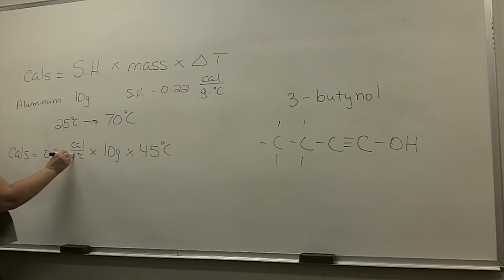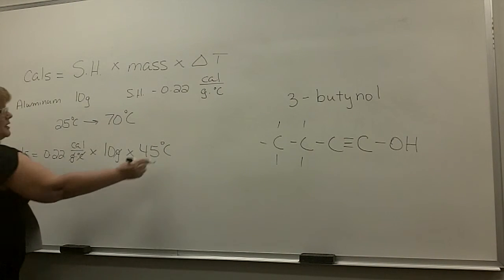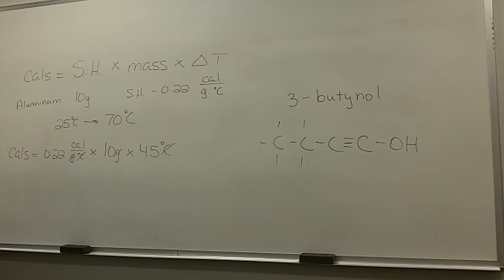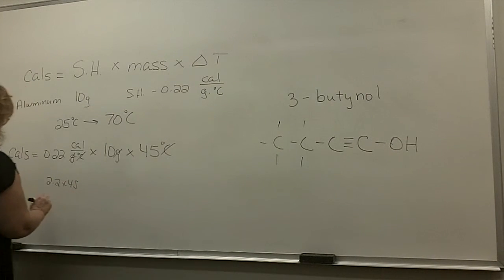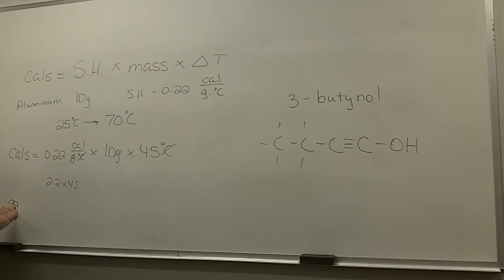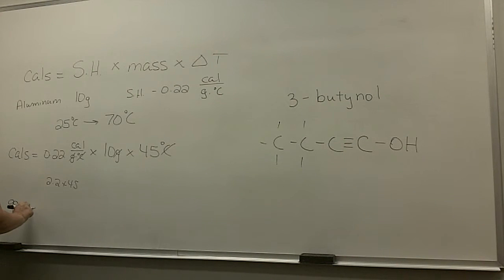So here our grams cancel out, here our temperature C cancels out. We're left with nothing but calories, which is what we're looking for, so it's 2.2 times 45, which is gonna be 99. So, 99 calories? Mm-hmm. Not much.